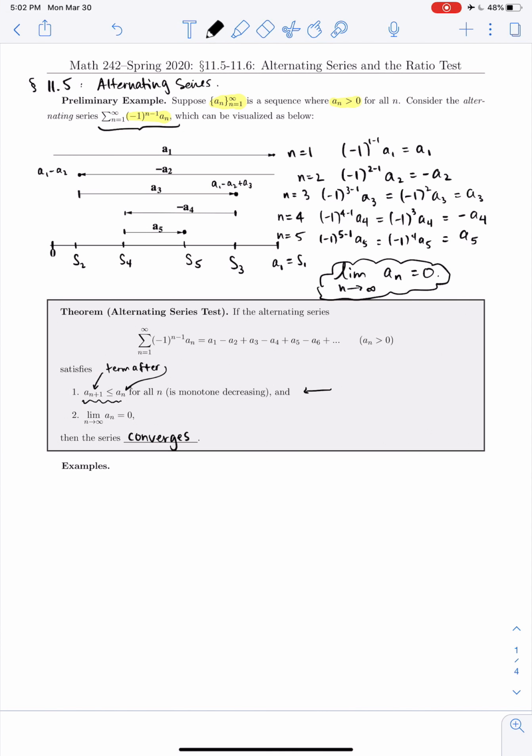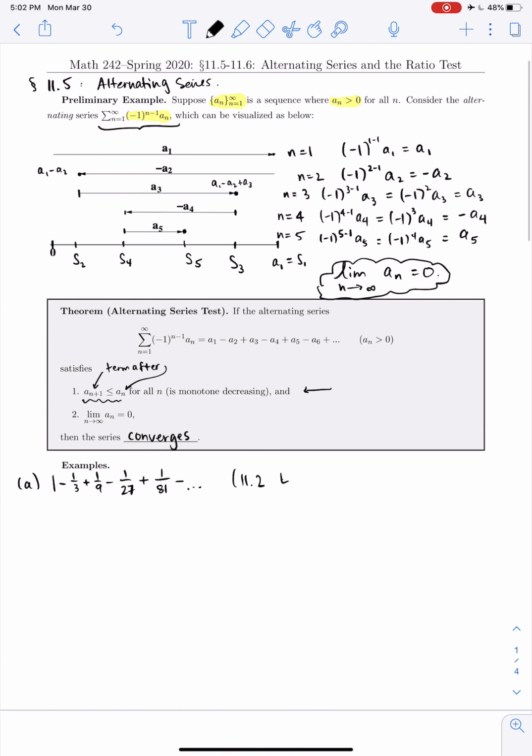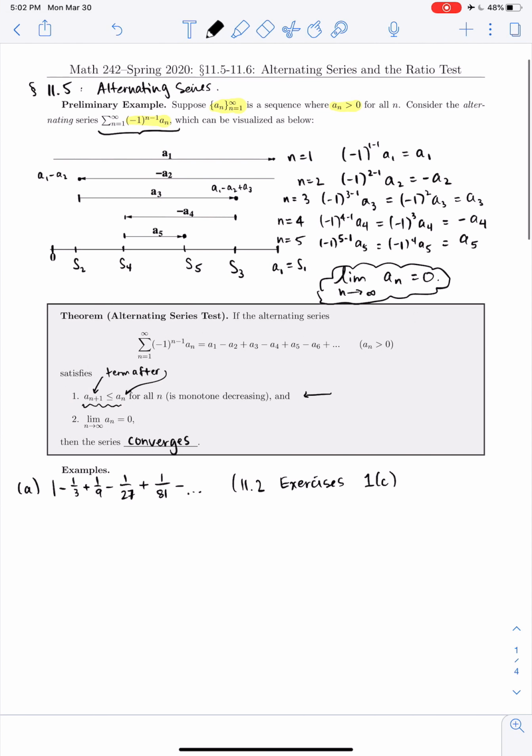So here are some examples of alternating series and also applications of the alternating series test. The first example that we're going to check out actually came up on your 11.2 worksheet. Those exercises at the very end, the bottom of the last page, were the exercises, and this was like 1C on the exercises.